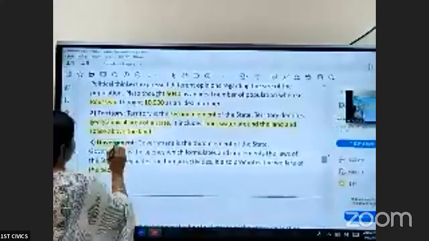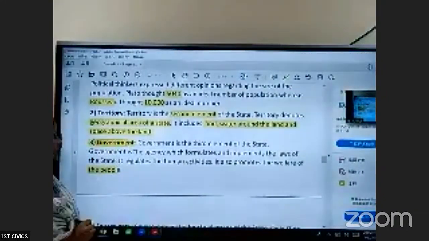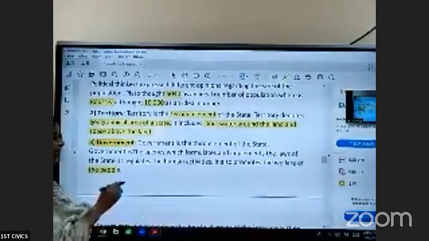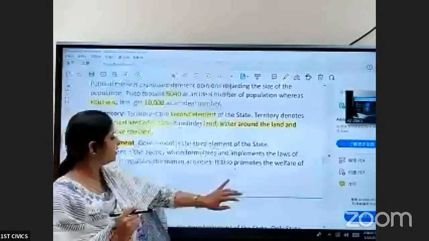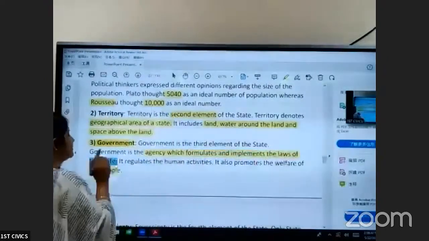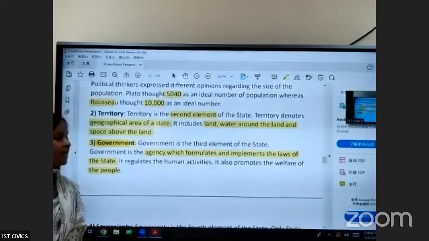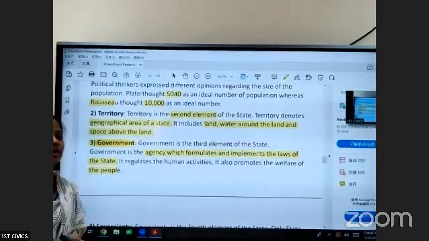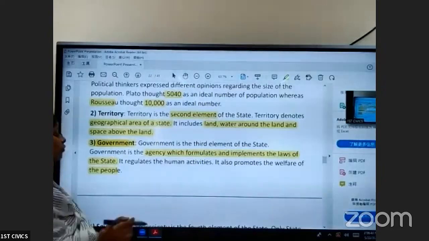The third element is government. It is an important element of the state. It is an agency which formulates and implements the laws of the state, to regulate human activities. Government makes laws for controlling human activities, and it works for the welfare of the people.